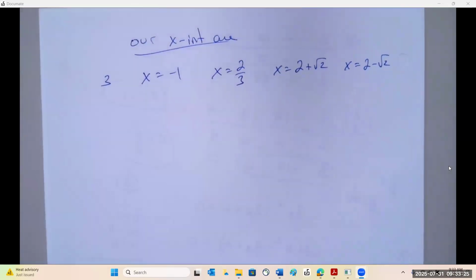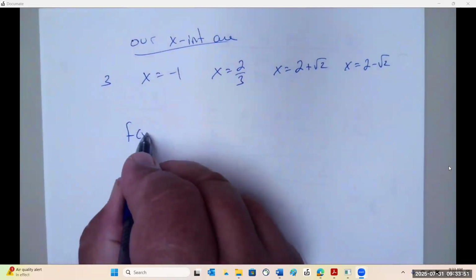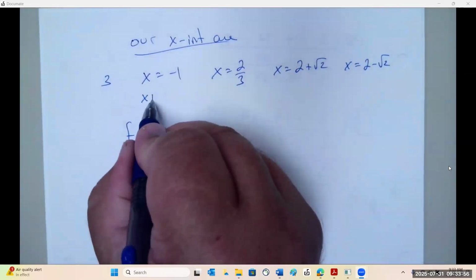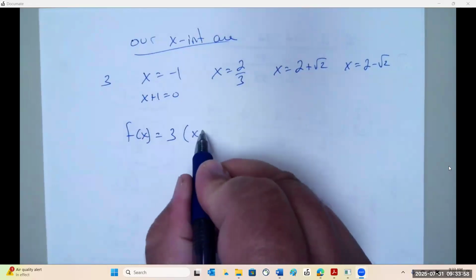Because the question is asking for us to find the polynomial. It's asking us to find the rational zeros and the other zeros, and then factor into linear factors. So actually, all this one wants us to do is this. 3, this becomes x plus 1 equals 0. So it's x plus 1.